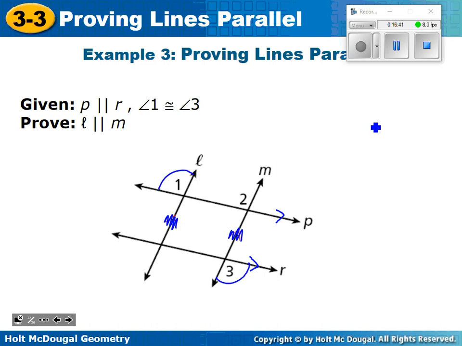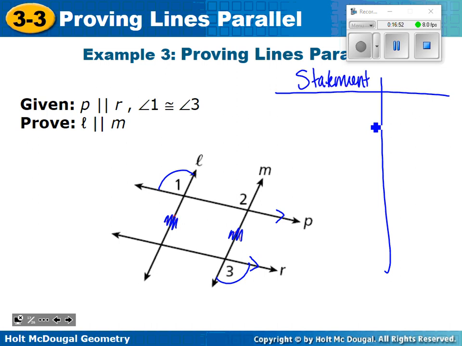Did I give you guys a statement and reasons box? Yes? Okay. So we're going to go through. We're going to write a 2-column proof, statements and reasons. Okay, number 1. P is parallel to R, given.